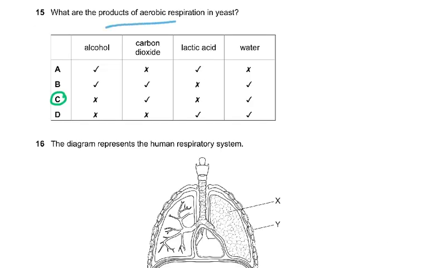What are the products of aerobic respiration in yeast? In aerobic respiration in yeast, there's no alcohol, there is carbon dioxide, there's no lactic acid, and there's water. So it's the normal process of aerobic respiration: glucose plus oxygen gives you carbon dioxide plus water plus energy.